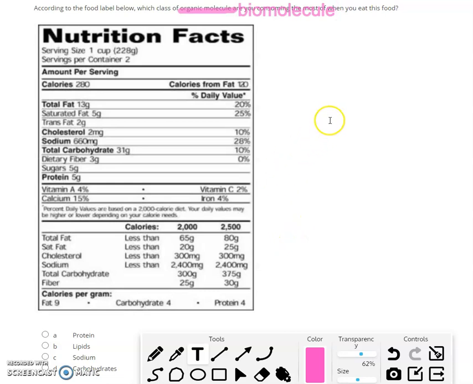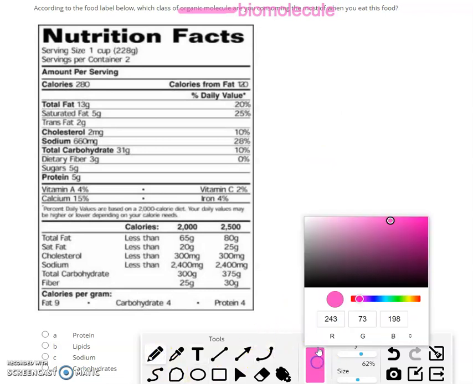Okay, now out of those 4 biomolecules, 3 of them come from food. We can get carbs, lipids, and proteins from the food that we eat. So what this question wanted you to do was to go look at this nutrition label and figure out which biomolecule you get the most of when you eat this food.